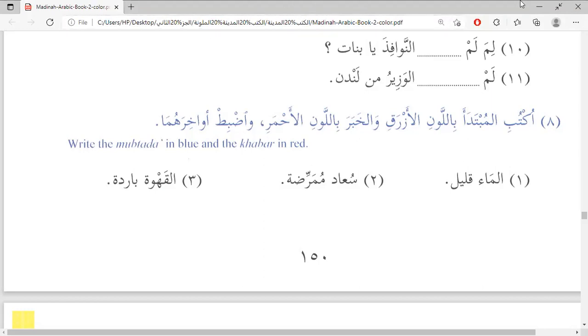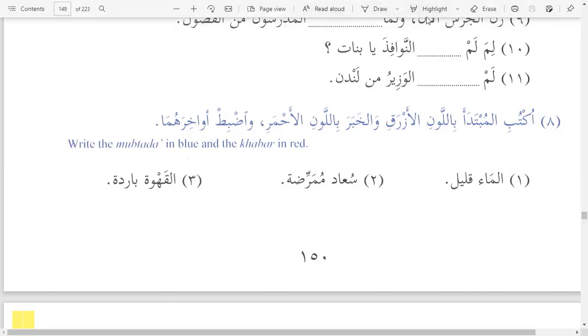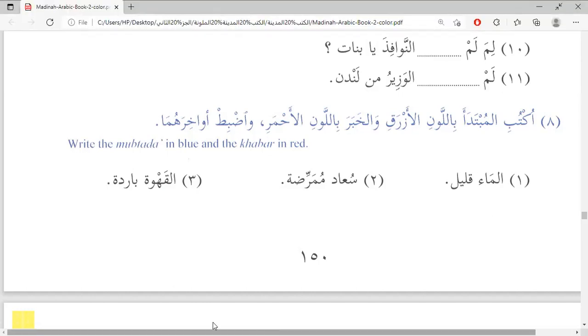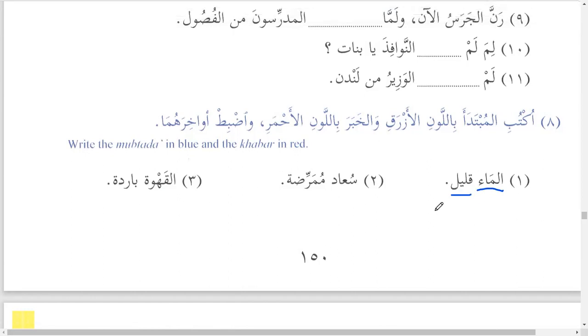Yalla nabda, bismillah. So who is going to do the first one? Al-mubtada and al-khabar. I think this is the easiest one. الماء قليل. Yes, Ustad. Okay, Al-ma'u qalilun. So which one is mubtada and which one is khabar? Al-ma'u is mubtada, and qalilun is khabar. What is the ending of mubtada? Mubtada is always marfu. And khabar is always marfu. Okay. سعاد ممرضة. Su'adu mumarridatun.